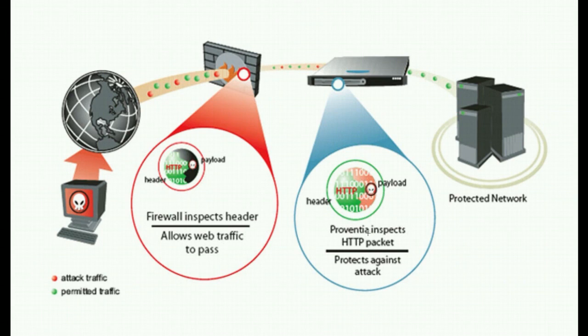Reaching the IPS, it does the same thing that the firewall does, but takes an extra step of opening these packets and seeing what they have in them. So as you can see, the red dot that stands for attack traffic could not make it to the protected network, but the green one does. So this is how IPS operates on the network.